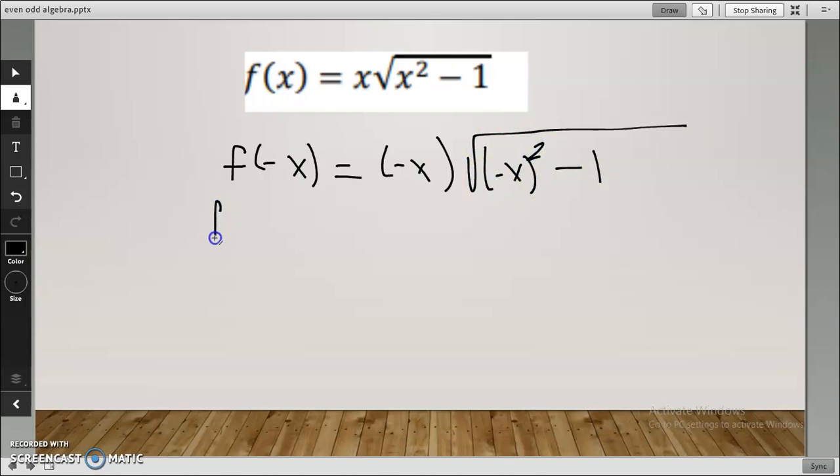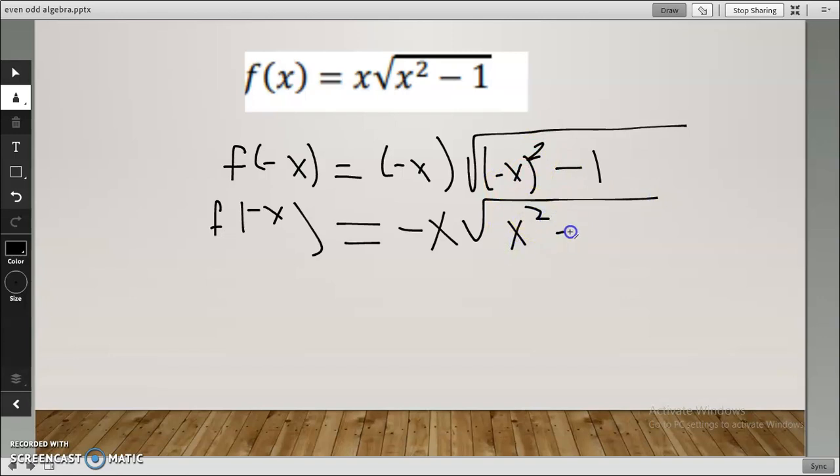And I'm going to evaluate to see what happens to my signs. So I get negative x times the square root of negative x squared, which is just x squared minus 1. So notice these two equations are the exact same, except one is positive and one is negative. So when that happens, I know that it is odd.